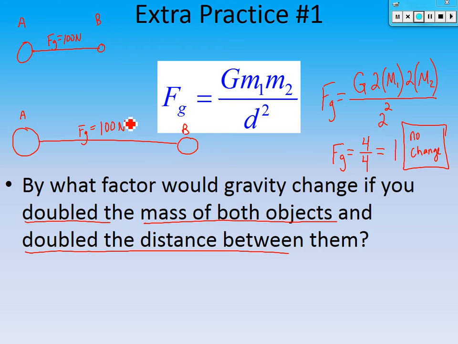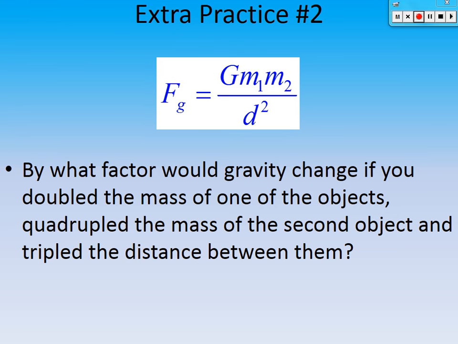Okay. All right, let's do extra practice problem number 2. It says, by what factor would the force of gravity change if you doubled the mass of one of the objects and quadrupled the mass of the second object and tripled the distance between them? Okay. Again, I'm going to write down force of gravity. G is not changing. That always stays the same. It's a constant. But it says we're doubling the mass of one of them. So I'm going to take m1 and times it by 2. Okay, and we're quadrupling the mass of the second object. So quadruple means times it by 4.